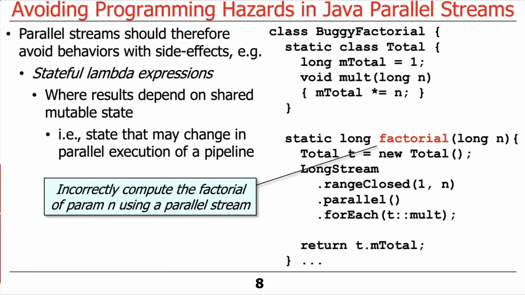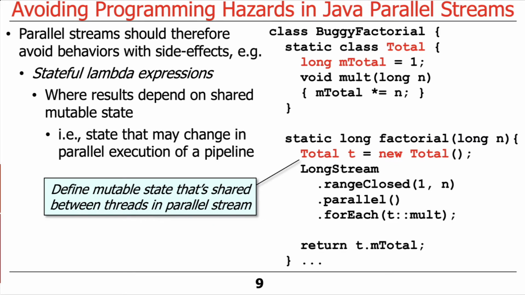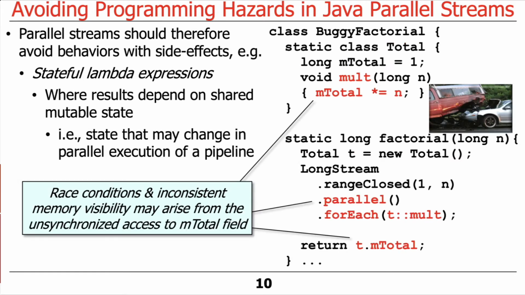But basically, you can see that we've got state that can change during the parallel execution of the pipeline in a parallel stream. So here's the factorial method. We make a new single instance of a class called Total. You can see Total has a field called mTotal, and that mTotal is updated here in the mult method. And because there's no synchronization here, there's no synchronized statement, for example. It's not a synchronized method. We don't use ReentrantLock or anything else we might want to do to update this. We don't use an atomic operation, for example.